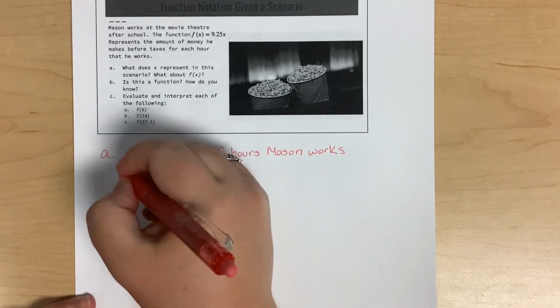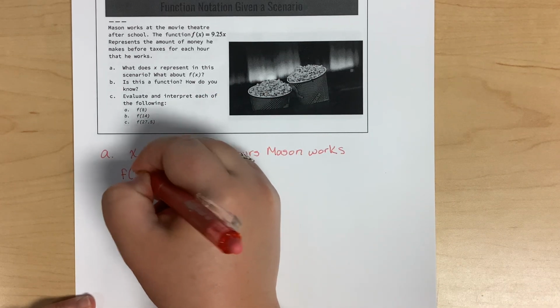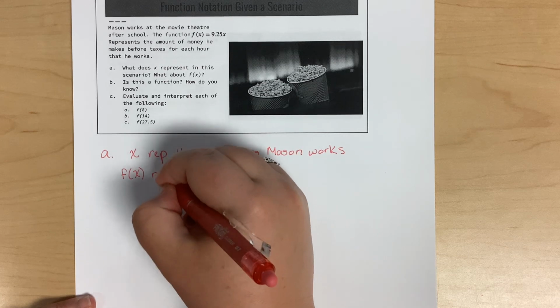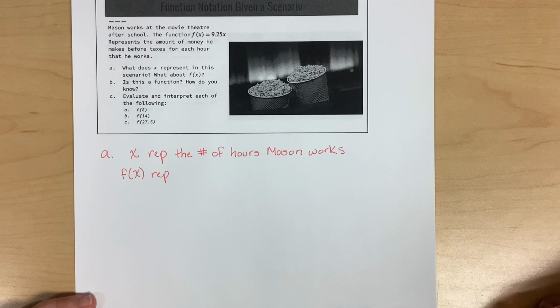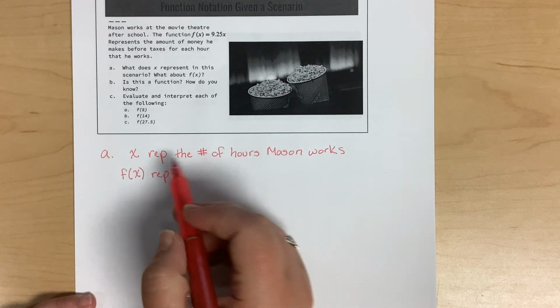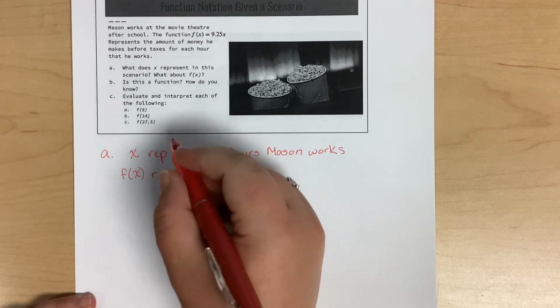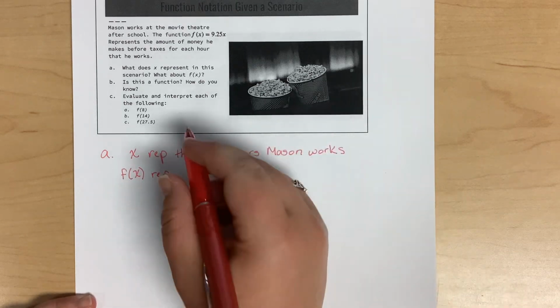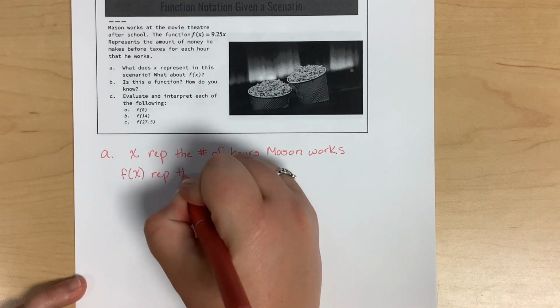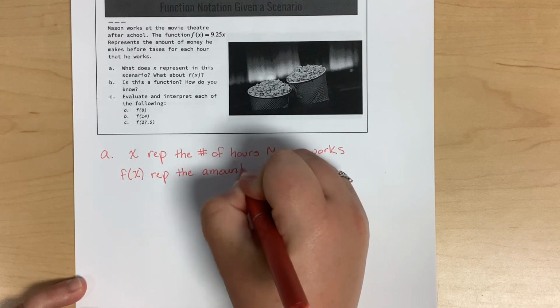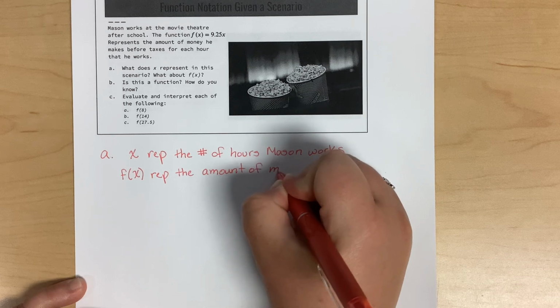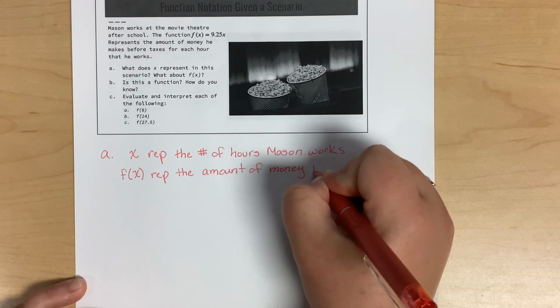My f of x, or my dependent variable, is the amount of money that Mason makes. So the way that I know this is that the amount of money that Mason earns depends on how many hours that he works. So that's why x is the number of hours, and f of x, or y, represents the amount of money Mason earns.